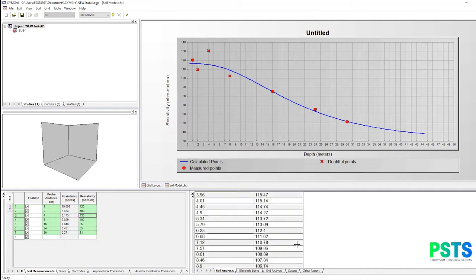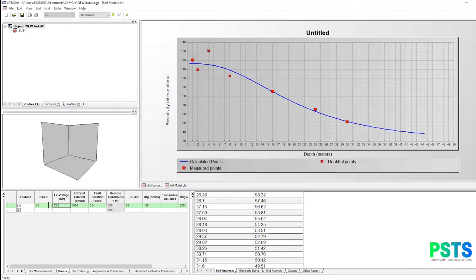It is quite a complex algorithm that we have to do, because you're trying to find three unknowns, really: two resistivities and one depth as well. So anyway, the program gave you these results.